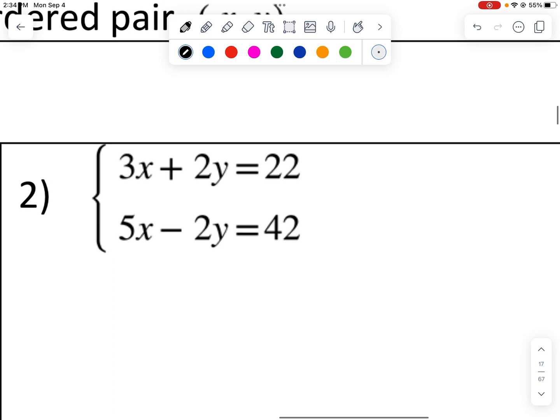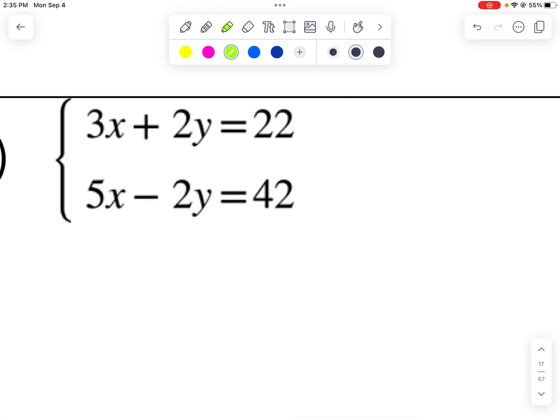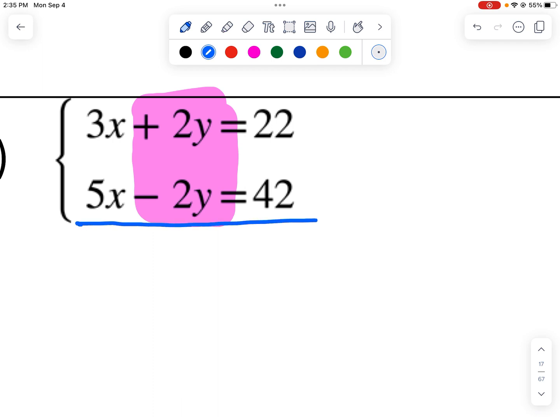So if we go over here, again, these are in standard form. And again, nice and pretty. I have a nice pretty setup because my y's are opposites of each other. So when that happens, all I'm going to do is put an equals bar right here. And I'm going to add the two equations together. 3x's and 5x's make 8x's. The y's, positive 2y minus 2y is 0. And 22 and 42 are 64. And then I'm going to divide by 8. And so x is going to equal 8.